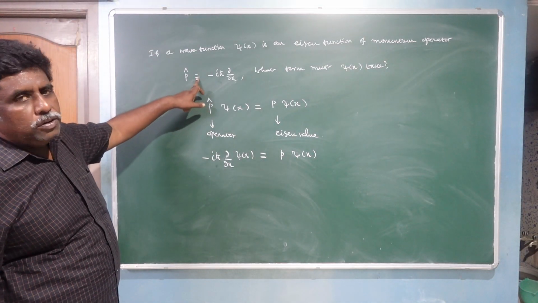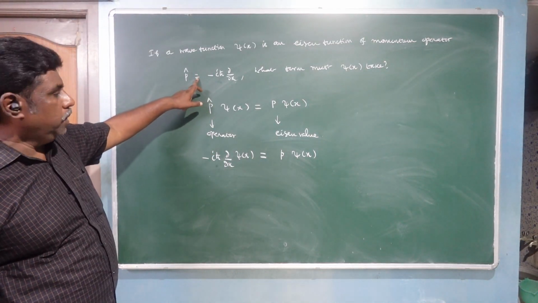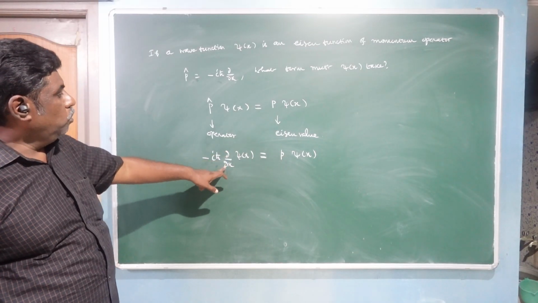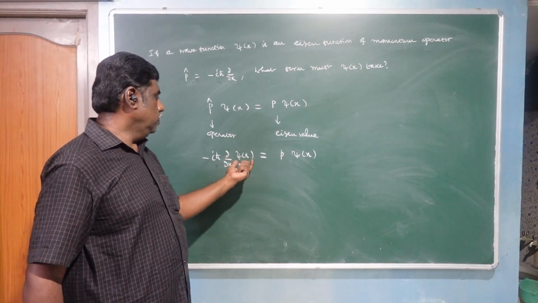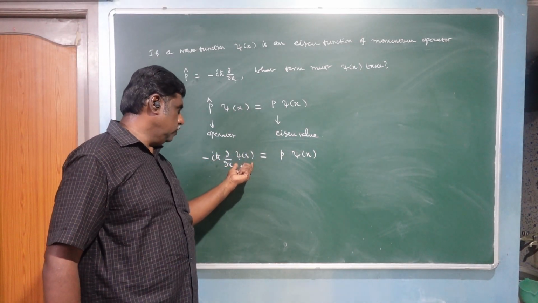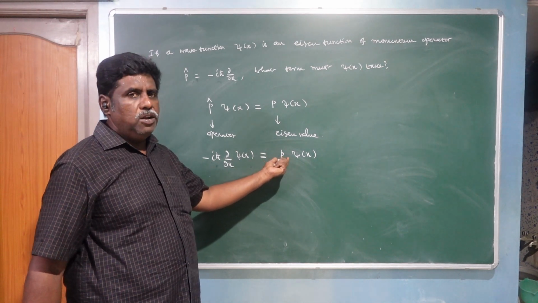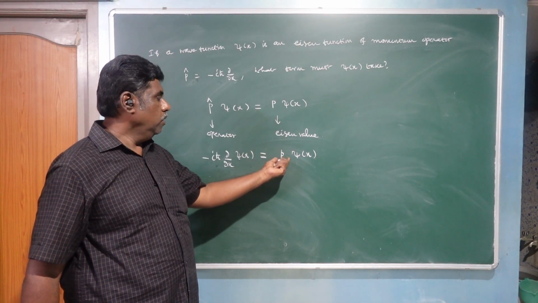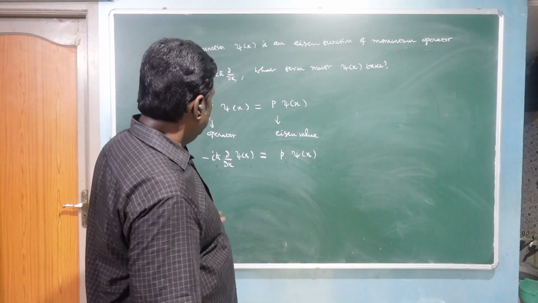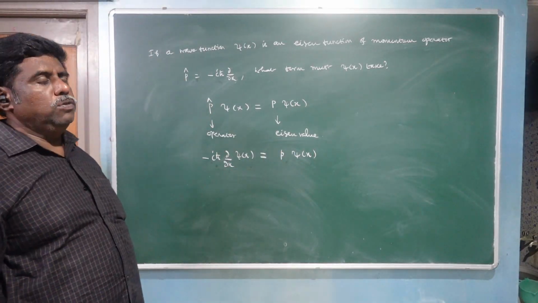The operator is given to you, that is the x component of momentum operator, minus i h cross dou by dou x. This is an operator which is allowed to operate on the function psi of x and gives some value, that is a number, the eigenvalue, and the same function. Then only we can call this an eigenvalue equation.